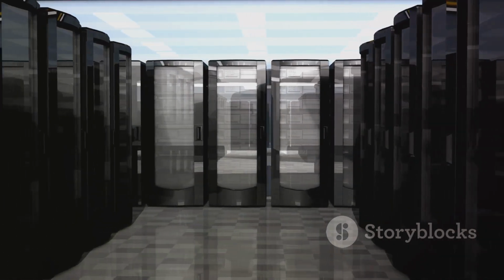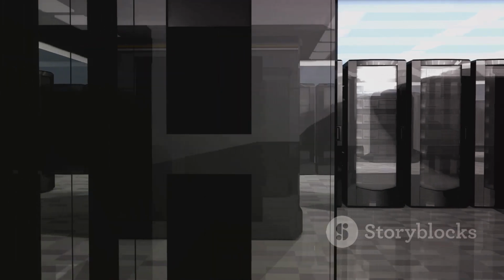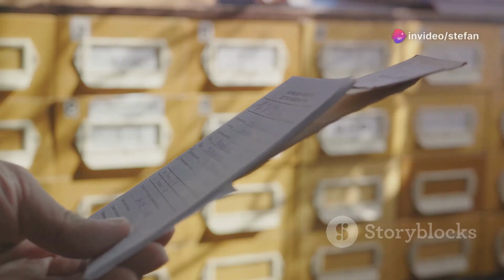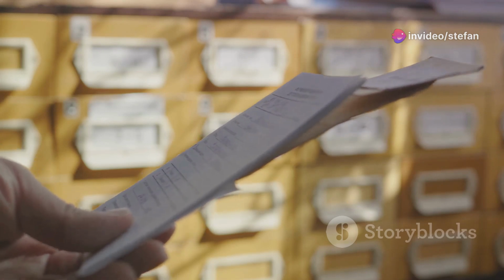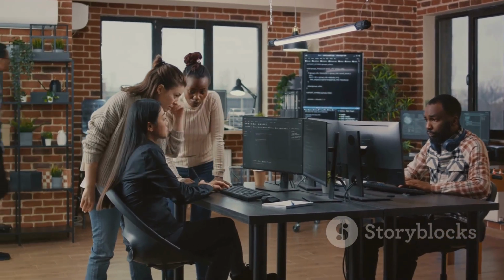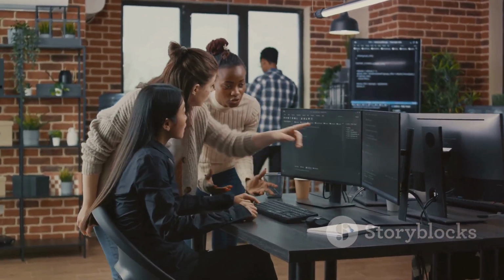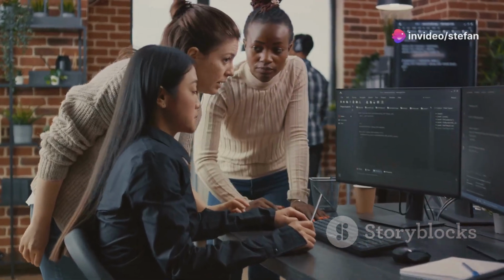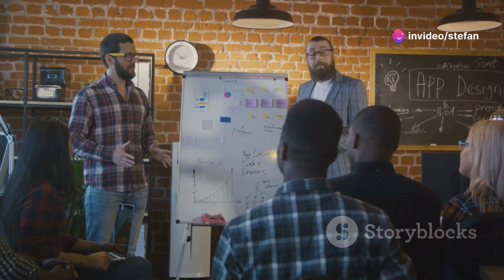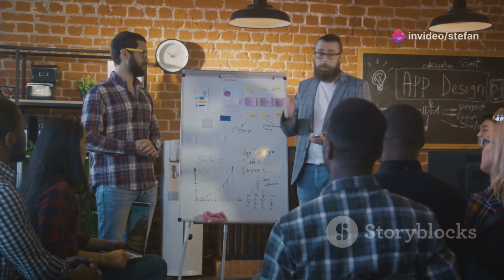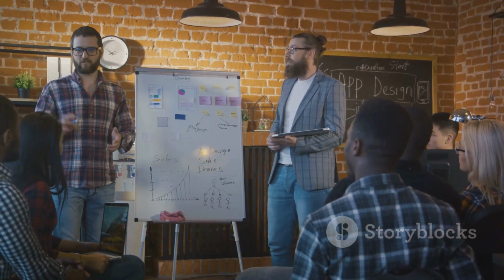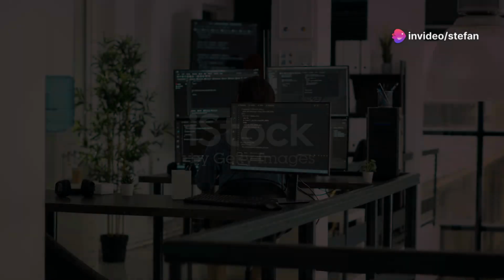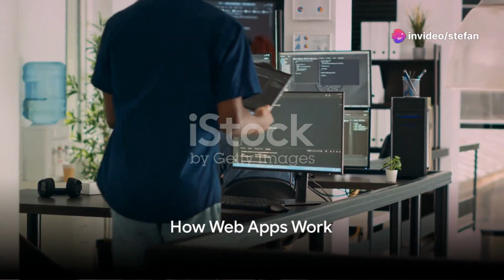Finally, the database. This is where all the information or data the web app uses is stored. It's like a vast library holding all the books of knowledge the web app needs to function. Whenever the backend processes something, it's likely pulling information from or storing information into this database. In essence, a web app is a dynamic website with functionalities that mimic a software application. It's a harmonious symphony of the front-end, back-end, and database, each playing their part to deliver a seamless user experience. So, a web app is a dynamic website with functionalities that mimic a software application made up of front-end, back-end, and a database. Now that we know what a web app is, it's time to explore how it works.